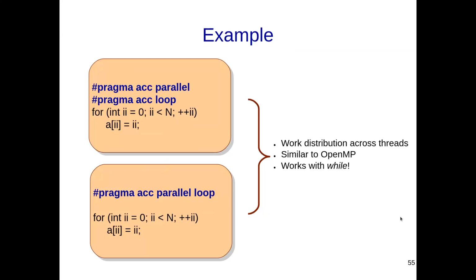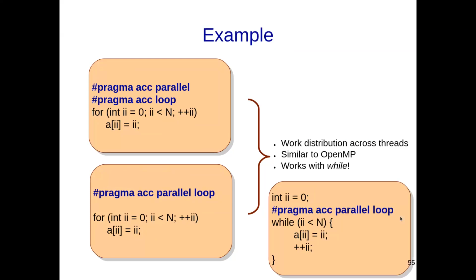And thankfully, it also works with a while loop, which means that even if you have, let's say, i equal to 0, and then there is a while loop, and just before the while you have this #pragma acc parallel loop, thankfully the OpenACC compiler identifies this correctly and performs the usual parallelization, exactly as in the case of a for loop.